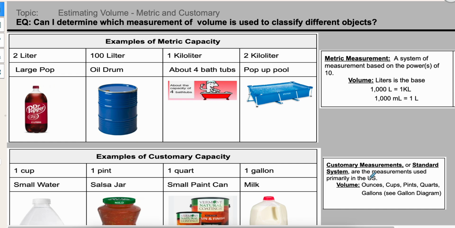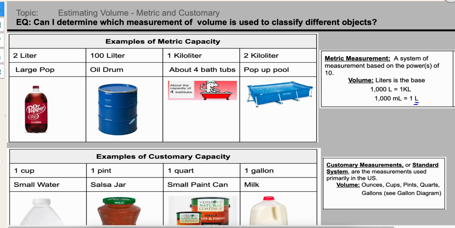Within the metric system, just like we had meters and grams, in this case, we're going to have liters as our base, and the bigger is kiloliter and the smaller are milliliters. The 1,000 liters is 1 kiloliter.